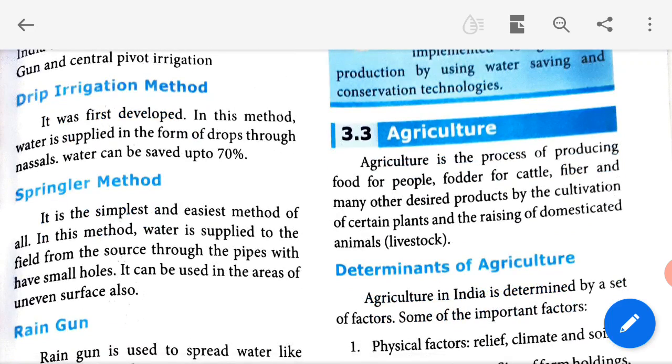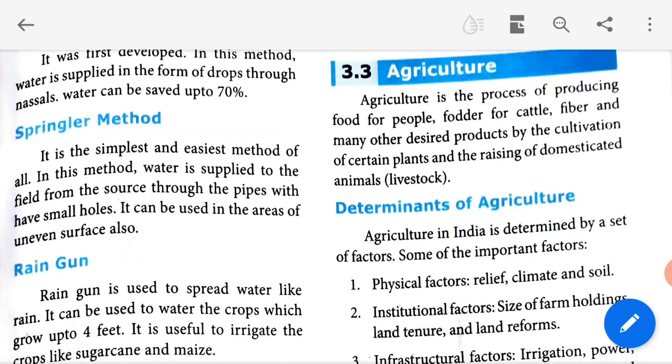Drip irrigation, it was first developed. In this method, water is supplied in the form of drops through nozzles or small holes. Water can be saved up to 70%. So, when you use drip irrigation where water comes out drop by drop to the crops, you can save up to 70%, and this was the first type of irrigation that was developed.